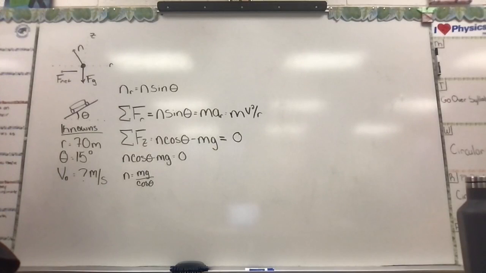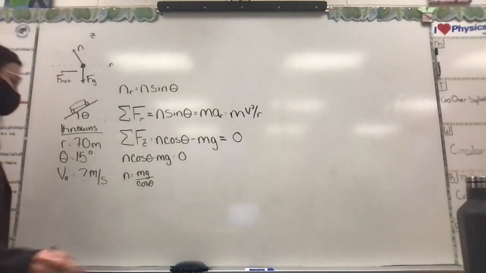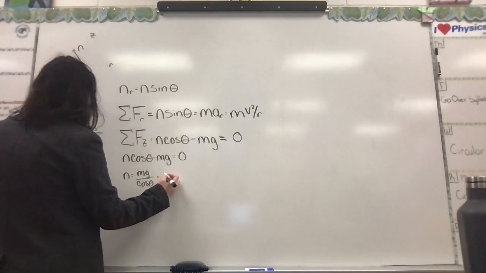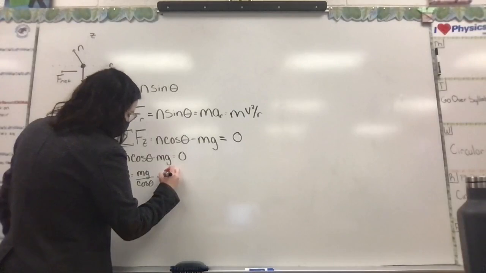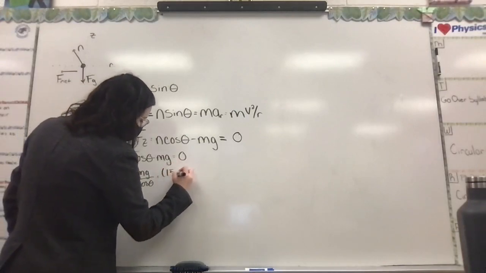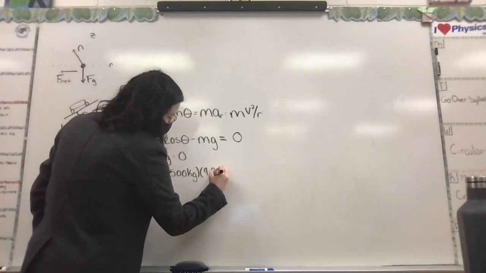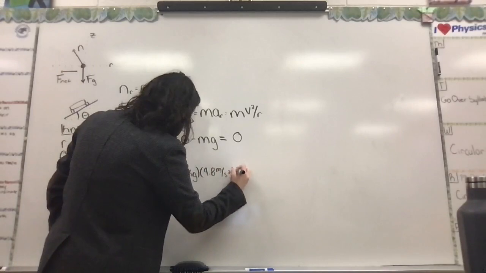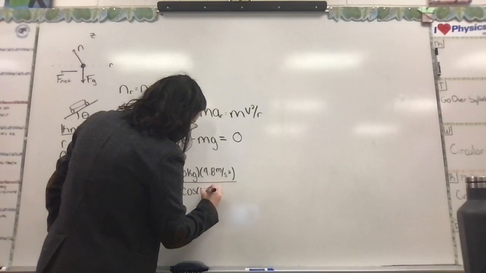what do we want to do? I mean, yeah, if we want to just go ahead and solve for n, we can. You guys just want to go ahead and solve for n? Okay. So if we solve for n, what's our mass? It's still 1,500. You guys are so smart. Yep, it's the same car. So our mass is going to be 1,500 kilograms. What's g? Yep, 9.8 meters per second squared. And then cosine of what? 15. Okay, what is our normal force equal to?